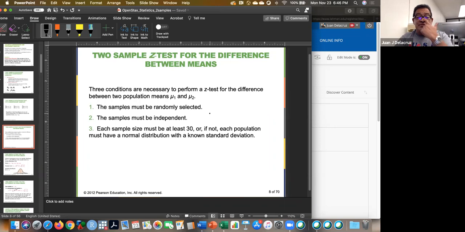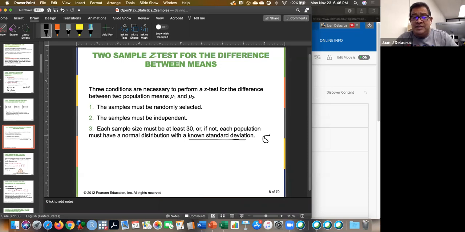So the two samples have to be independent. Make sure that those who are in group 1 are not part of group 2. Each sample must be at least 30. And if not, each population must have a normal distribution and a known standard deviation. That means a known sigma, which is the population standard deviation.